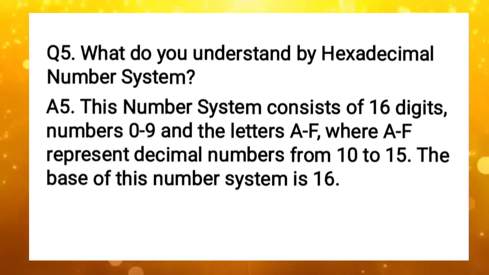Now see the last question. What do you understand by hexadecimal number system? So answer is this number system consists of 16 digits, numbers 0 to 9 and the letters A to F, where A to F represent the decimal numbers from 10 to 15. The base of this number system is 16.